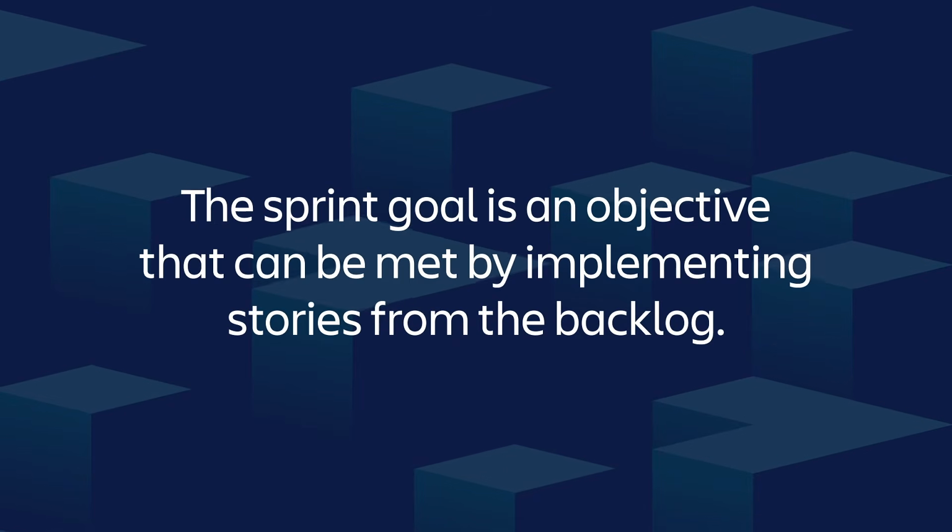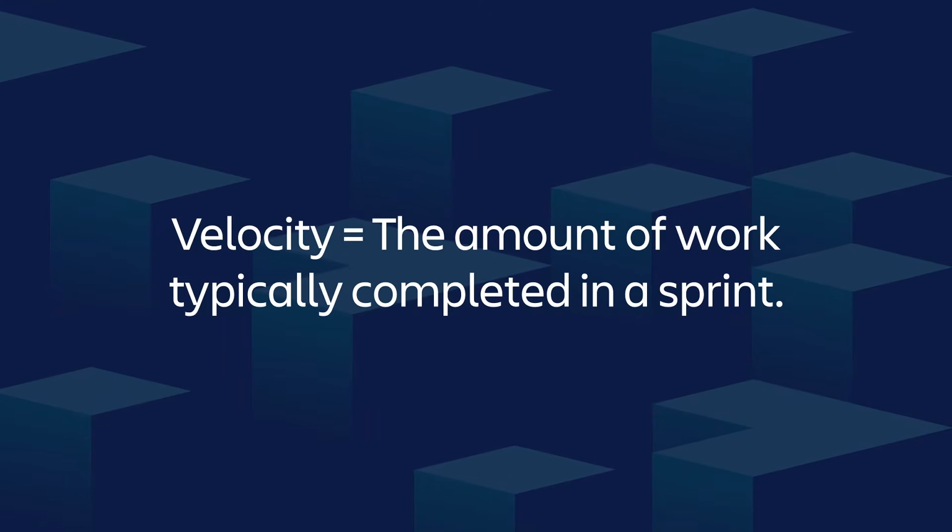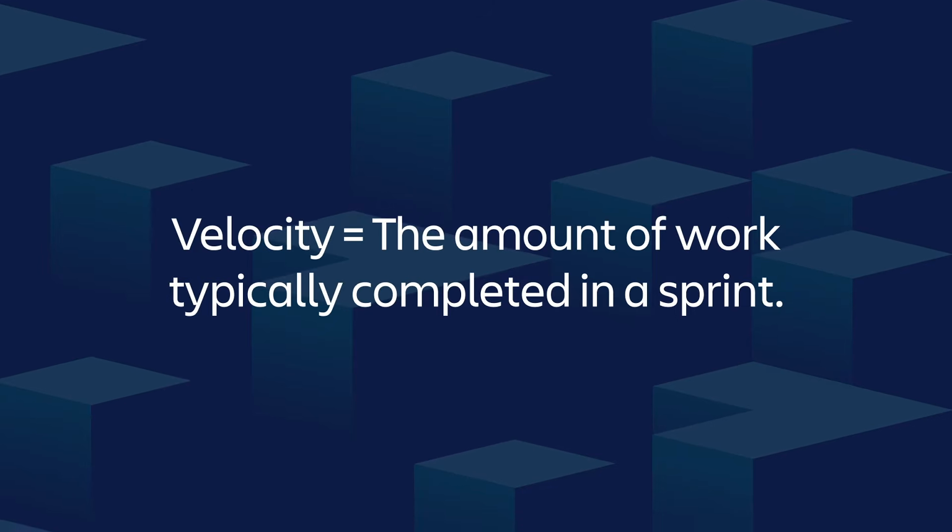One of the biggest challenges during sprint planning is often prioritization, so having a focused sprint goal and data like your average velocity can help inform the conversation and can make things easier. The sprint goal is an objective that can be met by implementing stories from the backlog. It provides guidance to the development team on the why or the purpose of their work. Using data points like the team's average velocity also helps with prioritization. Your average velocity is the amount of work typically completed in a sprint.